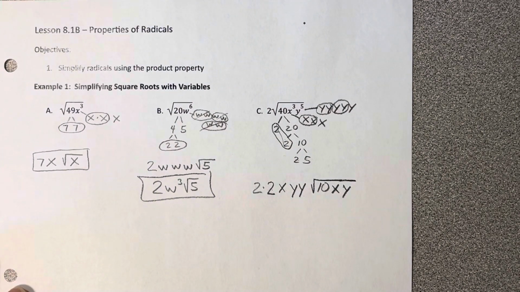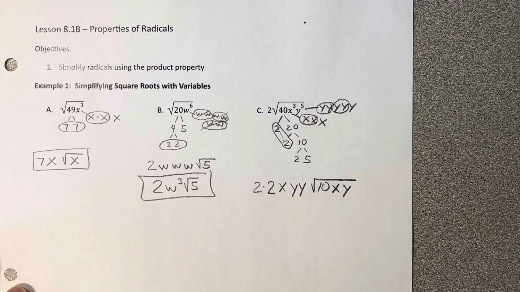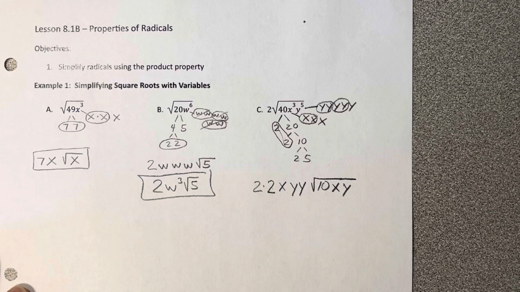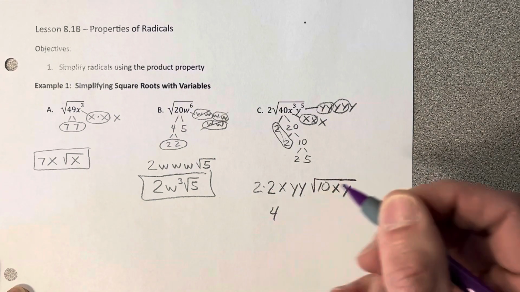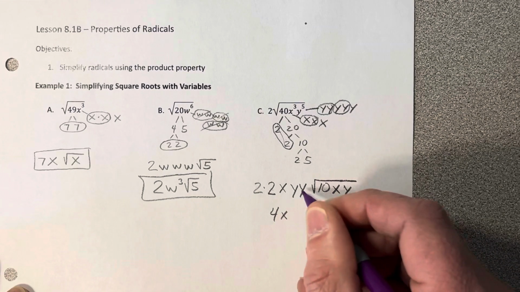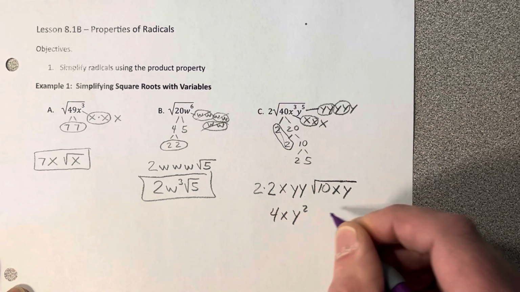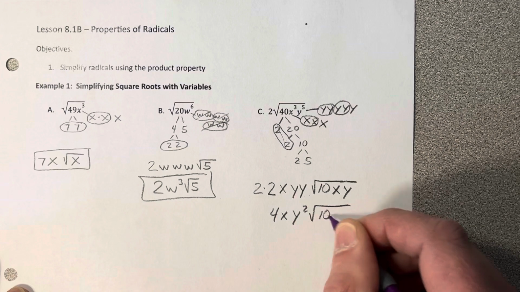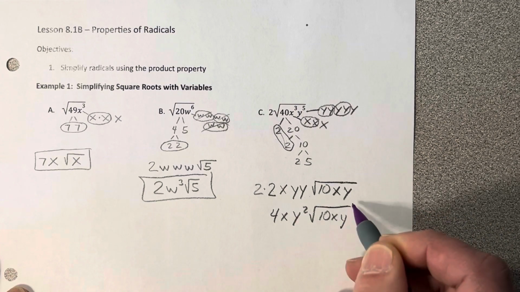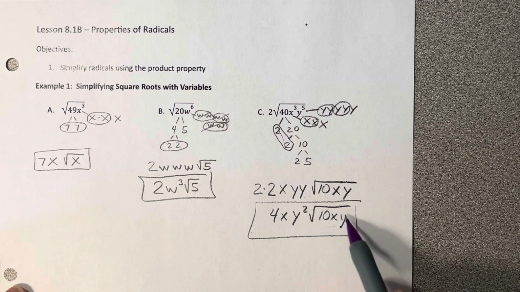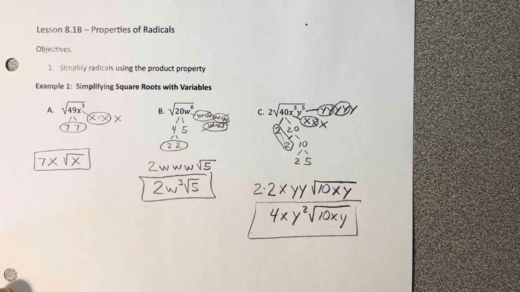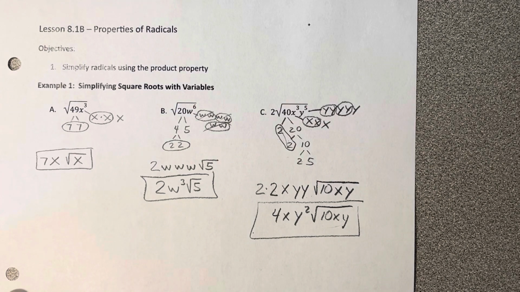Now let's simplify this so that it looks a little more professional. The 2 that came out multiplies with this 2 to make 4. X, the y times y combines to make y squared. And this is our simplified form. Why is it simplified? Well, there's no more perfect squares in here to take out. And that's why it's simplified.